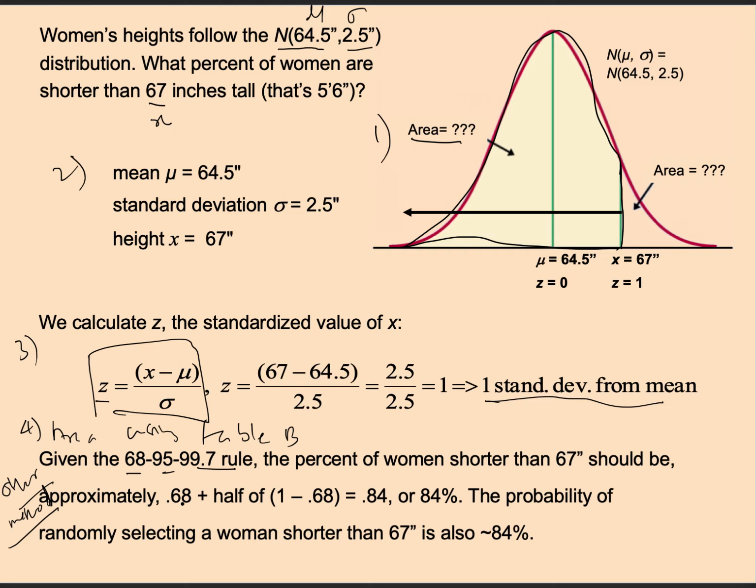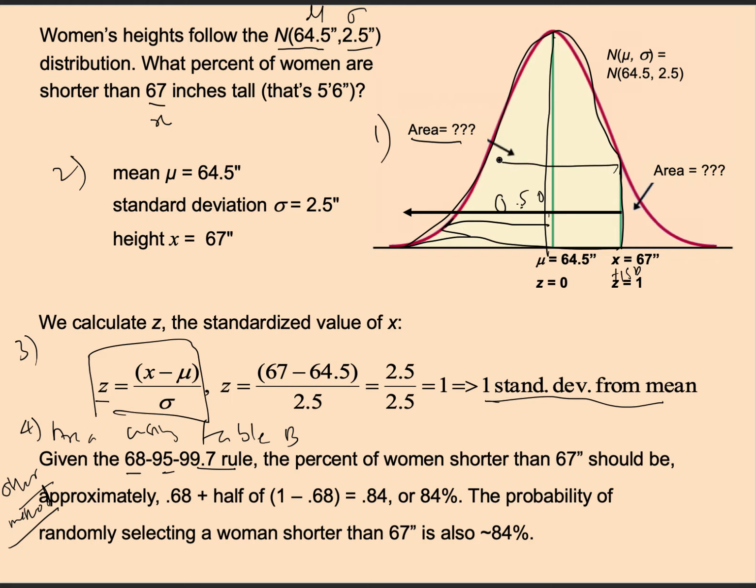You can do it as 0.65 plus half of 1 minus 0.68, that will give you 0.84. But you can also do it this way: this is a symmetrical curve, so the area on the left side of the mean is going to be 50%, so 0.50, and this is plus 1 standard deviation, because it's just plus 2.5 addition to this mean, so that's 1 plus 1 standard deviation.